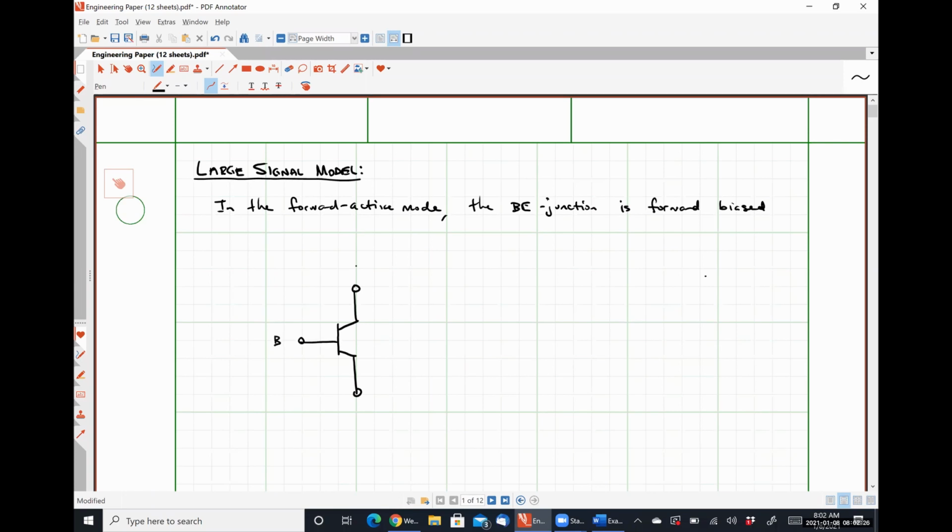Here's our base, collector, emitter. Here's our current IC, our current IE, which that E looks too much like a C for my liking. Current IB, here's the voltage VBE, excuse me, and here's the voltage VCE.